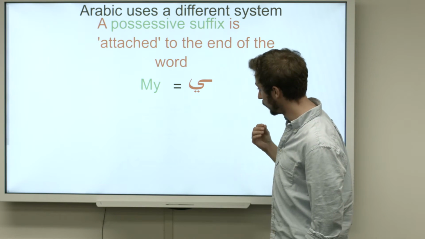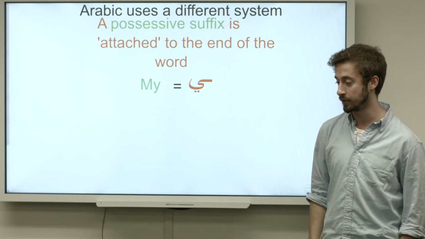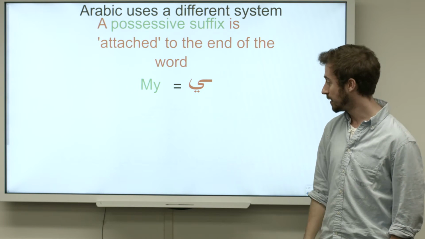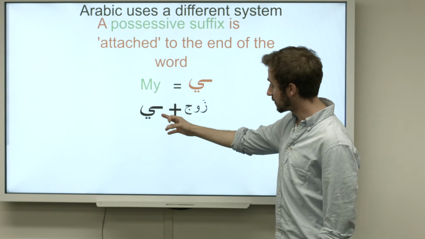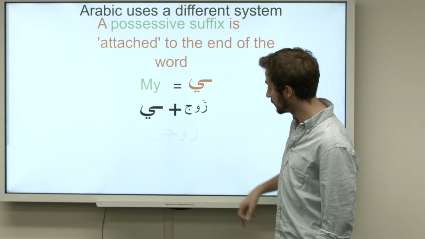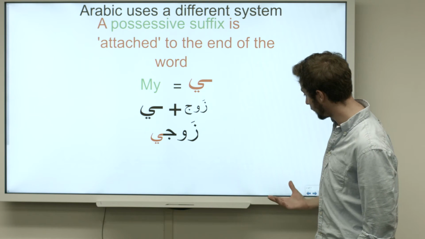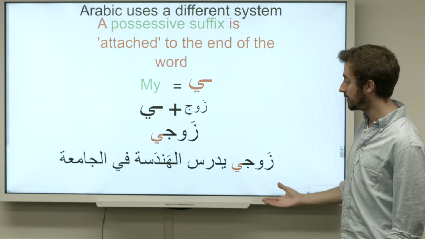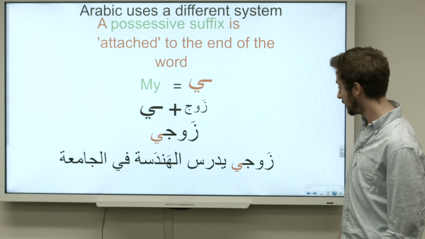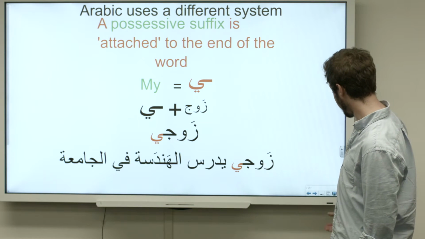So if we have a word like zawj, what does zawj mean? That means husband, and you want to say my husband. You say zawj plus the ya, it becomes zawji. And just to use it in a sentence, zawji yadrus al-handasa fil jamia. My husband studies engineering in the university.